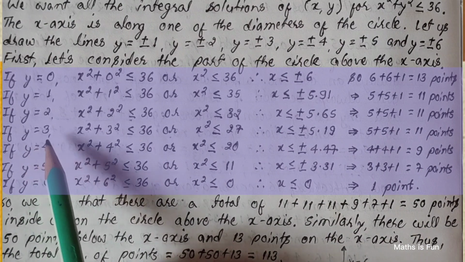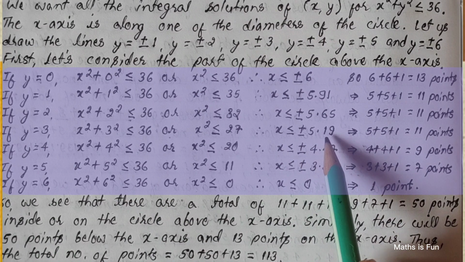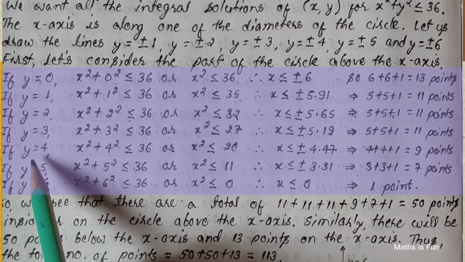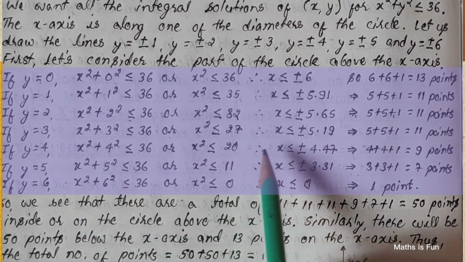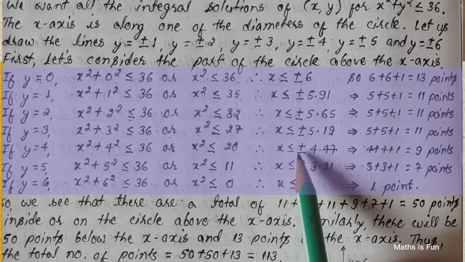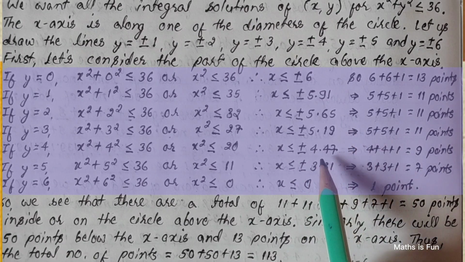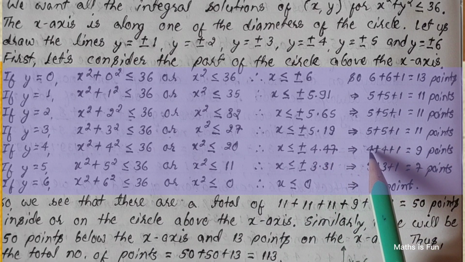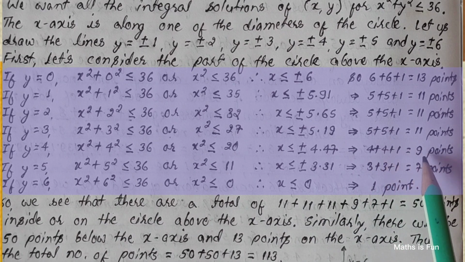Similarly, if y equals 3, then we have the value of x smaller than or equal to 5.19, again the same, we have 11 points. Likewise, if y equals 4, then the value of x will be smaller than or equal to plus minus 4.47. So this 4.47 represents the point on the circumference. If we have to pick up integer points, then we have 4 integer points to the left of the y-axis, 4 integer points to the right of the y-axis, and 1 point on the y-axis, a total of 9 points.